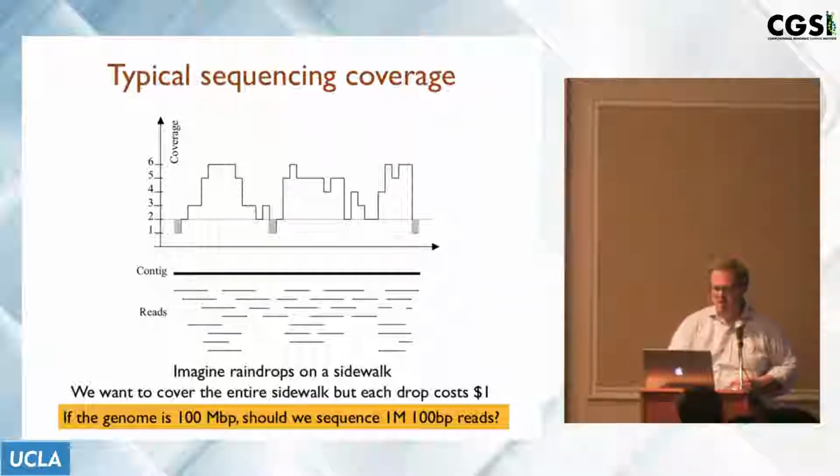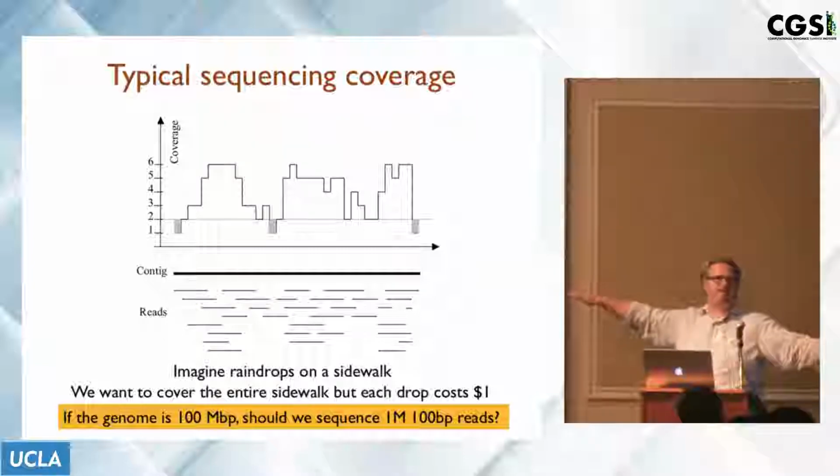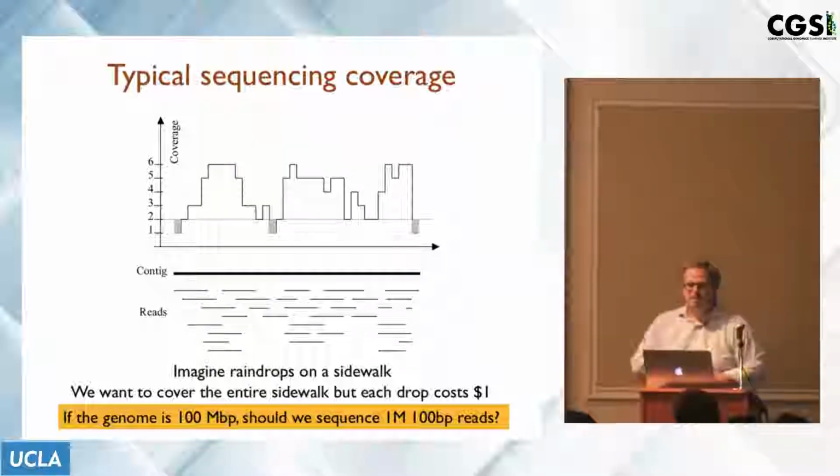So the question is, well, how much sequencing do I need to do? How much rain do I need to collect in order to saturate an entire sidewalk? And the caveat is something like, well, every raindrop costs you $1. Maybe that is true here in California. Every raindrop costs you $1. So you have a limited budget. You just can't sequence infinitely.